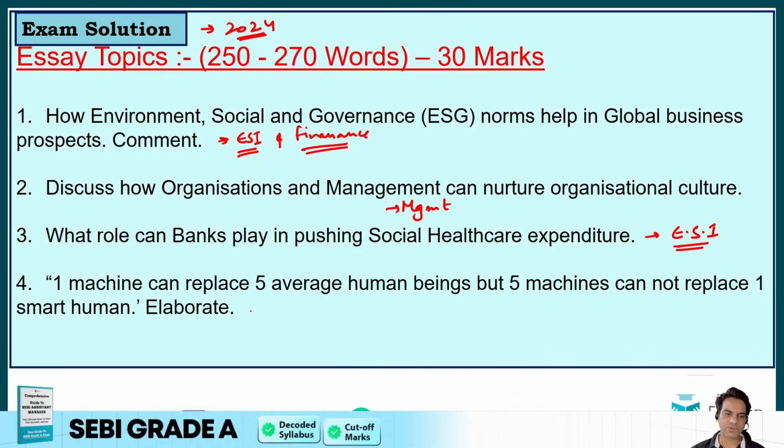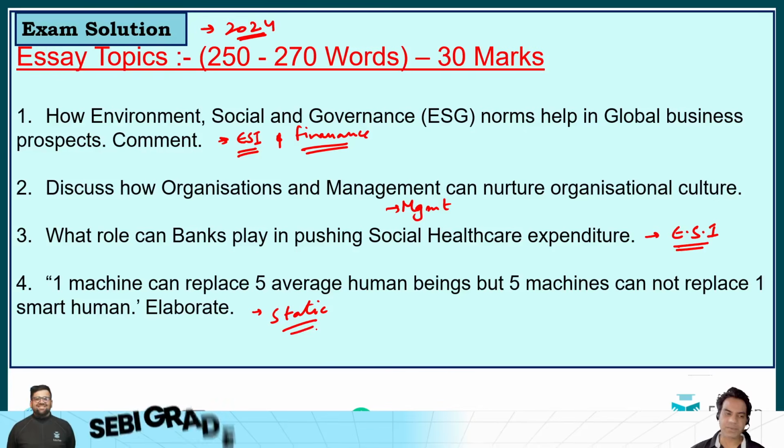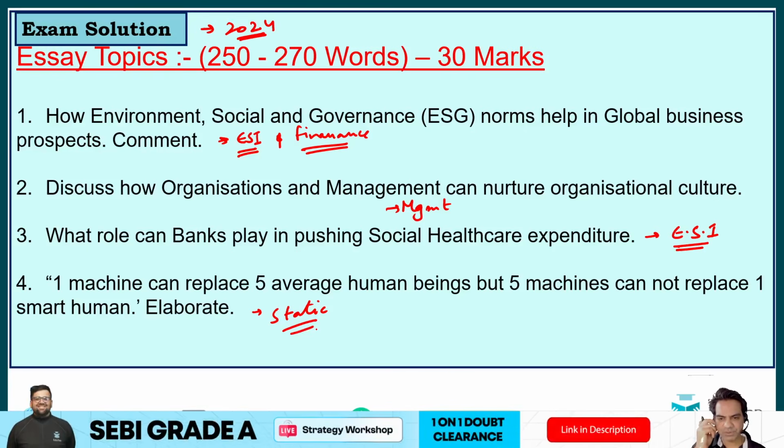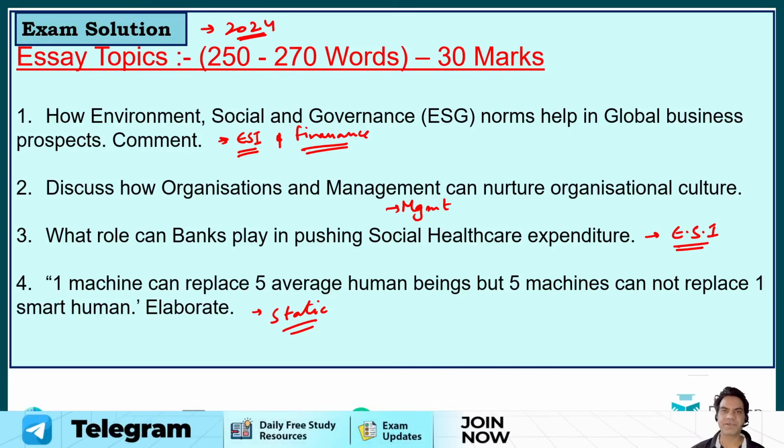And then the fourth was a static topic, guys. One machine can replace 5 human beings. You know what the topic was: one machine can replace 5 average human beings, but 5 machines cannot replace one smart human. So basically it was about the importance of the human element in innovation and research and development. So these were the different verticals, different essay topics that were asked in the year 2024.